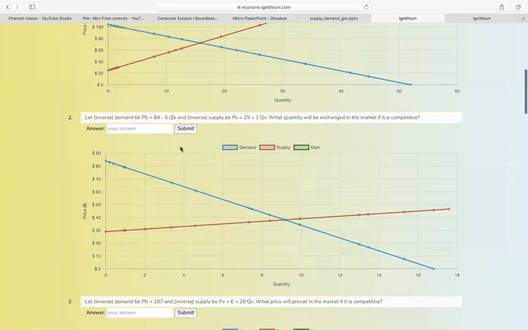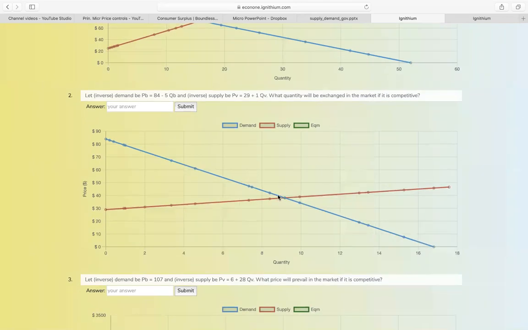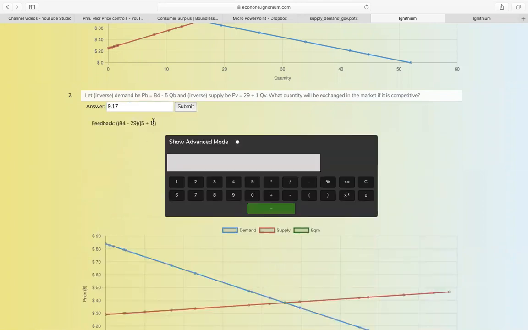So then the next question says, what quantity will be exchanged if the market's competitive? And we already answered that question above. Again, we're talking about equilibrium, but in this case, it's the equilibrium quantity. And in this example, it's 9.17 units. So I'll put 9.17 and I hit submit. And here we go. I can check my answer.